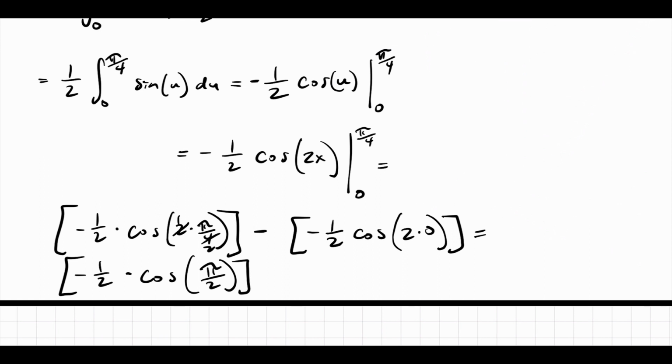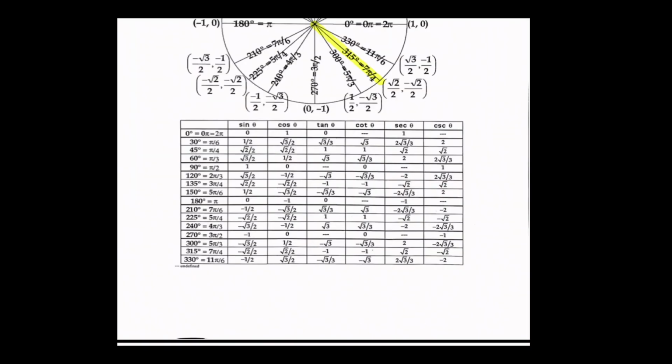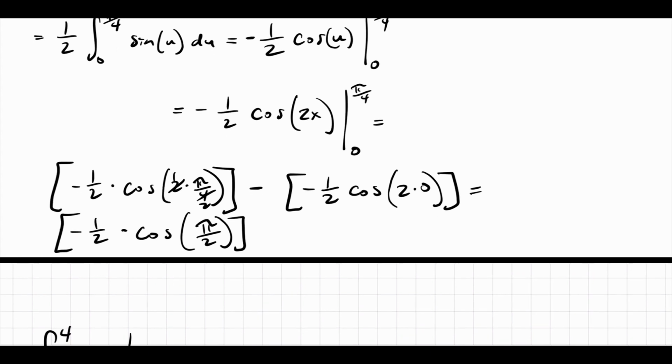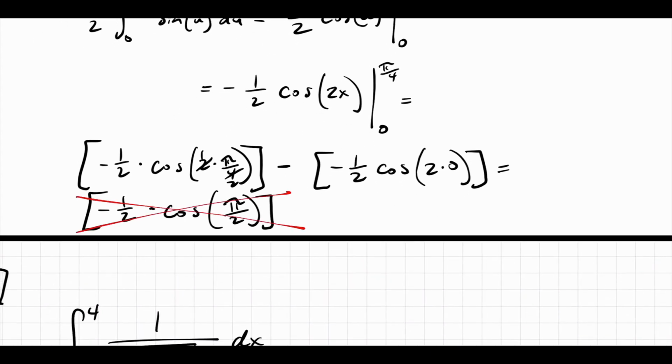So cosine of pi over 2. Cosine pi over 2 is 0. So actually, this guy right here will just cancel out because it's 0. 0 times negative 1/2 is 0. And then 2 times 0 is 0. Cosine of 0 is 1 times negative 1/2 is negative 1/2. 0 minus a negative 1/2 is positive 1/2.